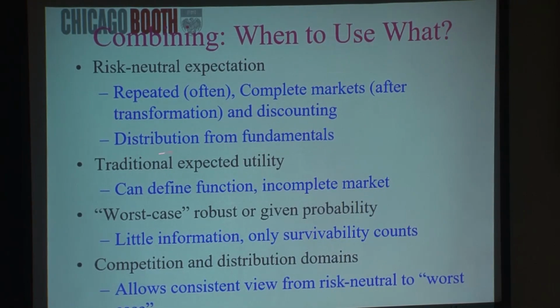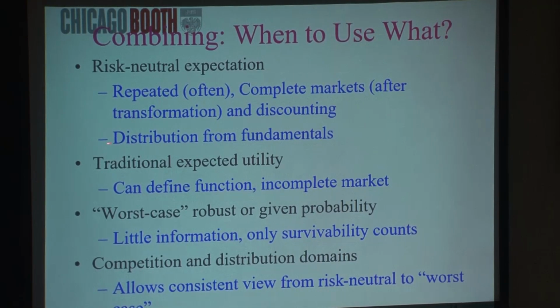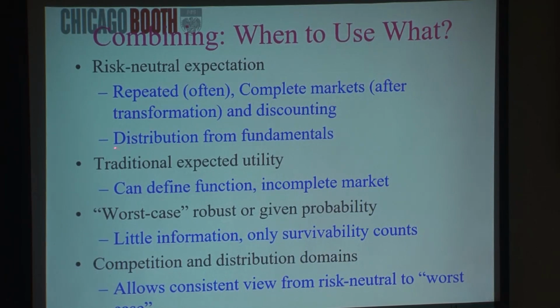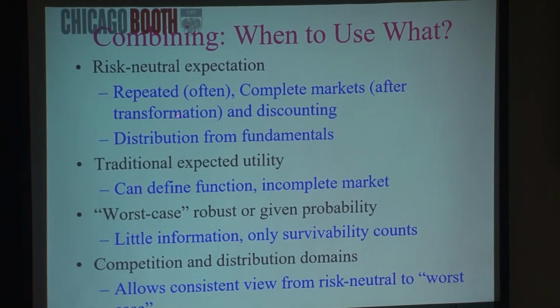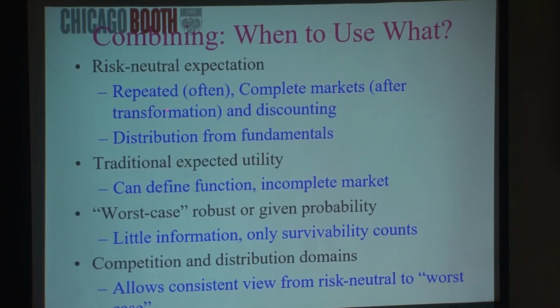And oftentimes you can get the distribution, you could even get the distribution from maybe some properties of the model. So risk neutral applies in these situations that are well behaved, like either repeated very often or you have well behaved markets.